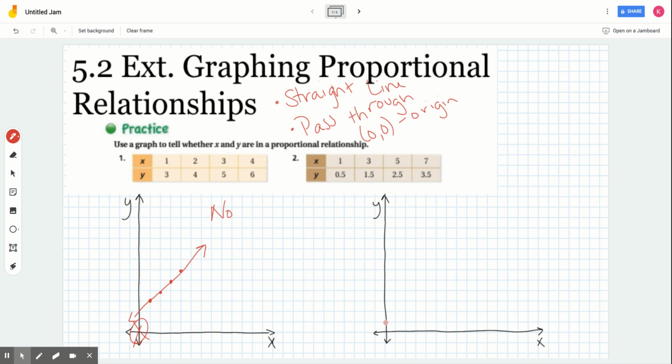Now, if we look at the next one, we have 1 and then a half. We have 3, 1.5. We have 5, 2.5. Then we have 7 at 3.5. So if we connect all of these, the straight line as best as possible, we can see that they follow a straight line and they pass through the origin. So these would form a proportional relationship.